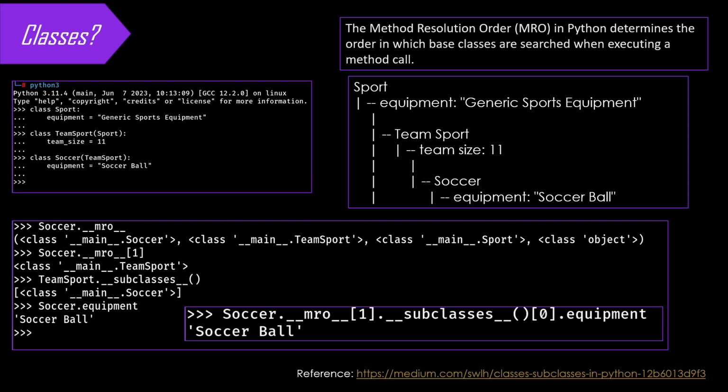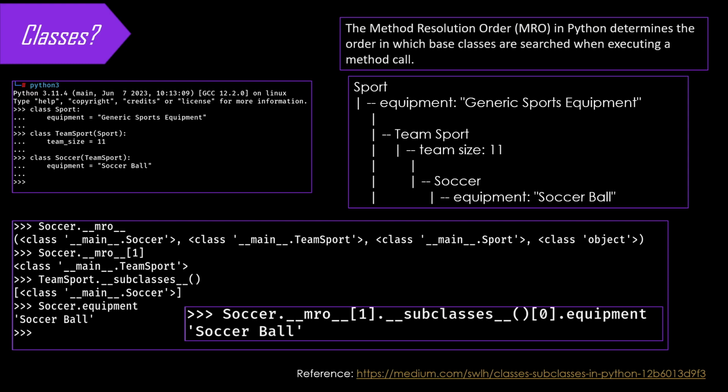So if you access soccer.equipment, Python checks soccer first, then team sport, and then sport until it finds equipment. Now what about the subclasses method? Well, this shows us a list of immediate subclasses for the class. In our example, team sport's subclasses would list soccer, since soccer is a direct descendant of team sport. Understanding classes and inheritance is fundamental to achieving server-side template injection.